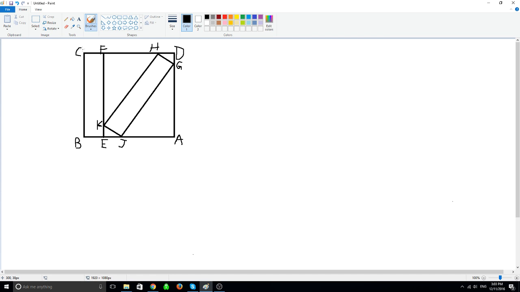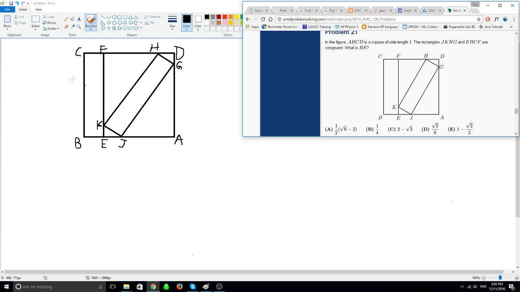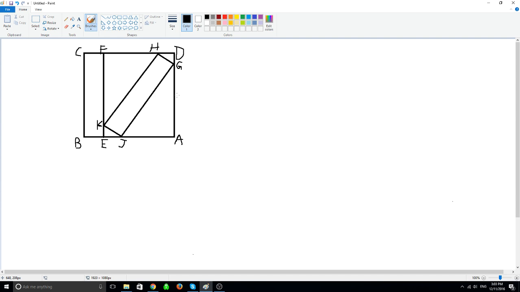So I already made a sketch right here, and we're just going to work with this sketch. It gives us very little information. It's just that these two rectangles are congruent, this one's tilted, and it's a square of side length 1. So pretty simple information so far, except we're going to need to create a lot of triangles in order to help us find what BE is.